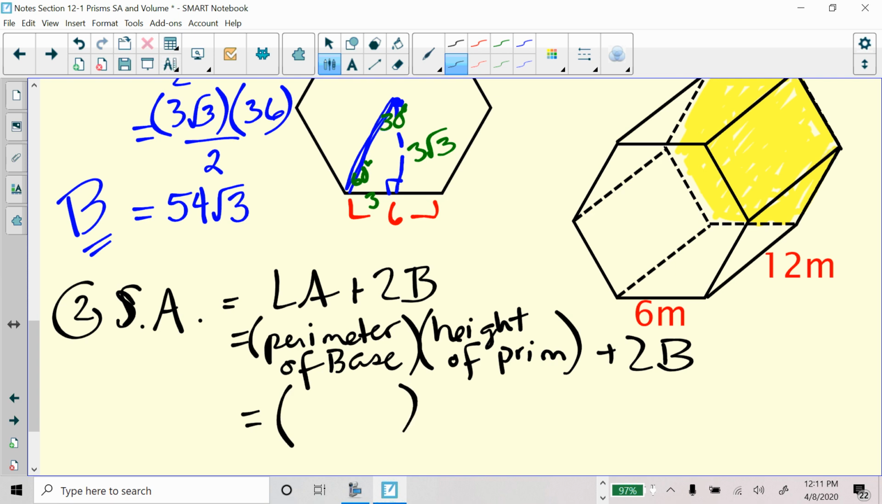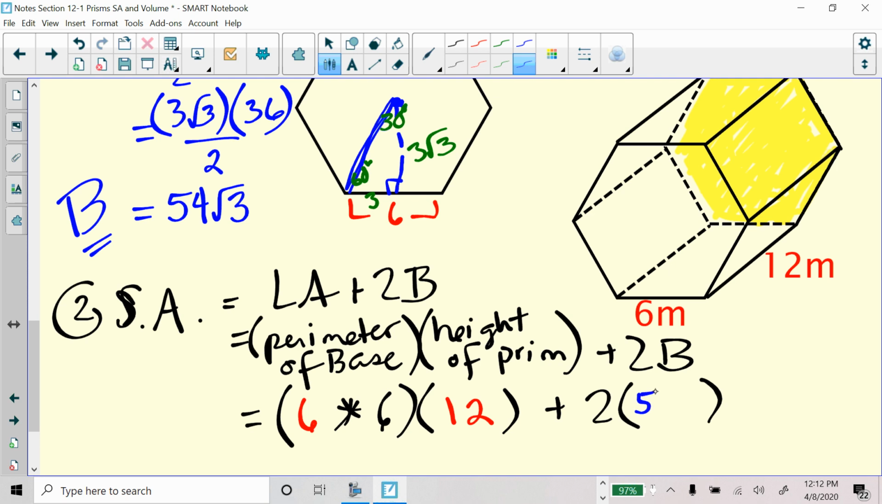So for the perimeter of the base shape, we know that each edge of that hexagonal base is 6. And then times, how many sides have we got? We've got 6 sides, right? So we're going to need 6. And then times height of the prism. The height of the prism is known to be 12. The height should connect the 2 congruent parallel bases, right? That's what that should do. Plus 2 times, and then the area of the base shape we already found was 54 square root of 3.